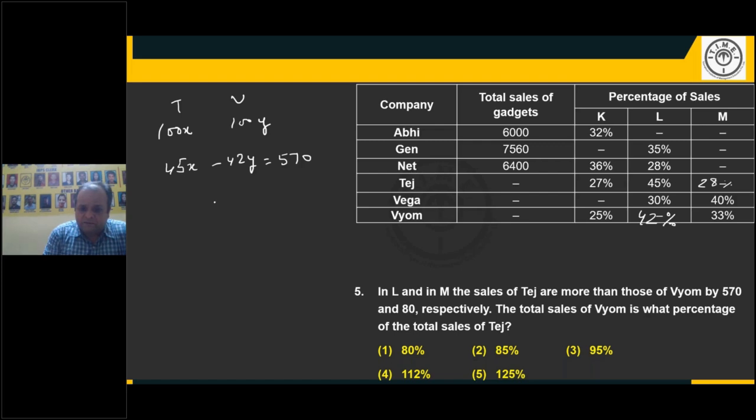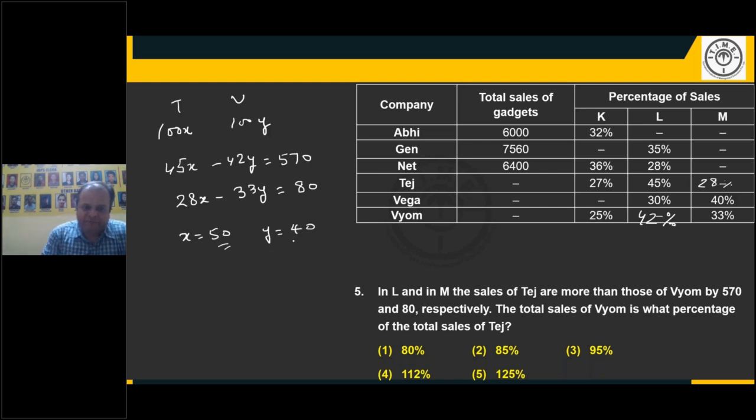Then for village M, the sales of Tej will be 28x and Vyom it will be 33y, and that difference is coming out to be 80. We have been given two equations, one is this and the other is this. 45x minus 42y is equal to 570, 28x minus 33y is equal to 80. And if we solve both these equations by the elimination process, we'll get x as 50 and we'll get y as 40, right?